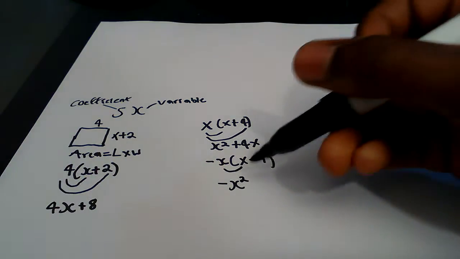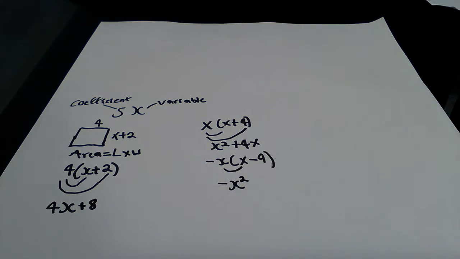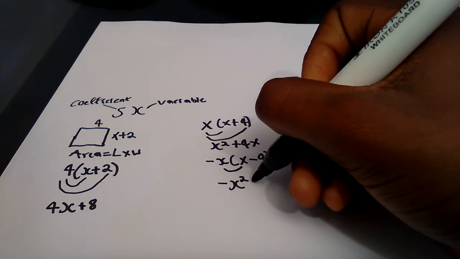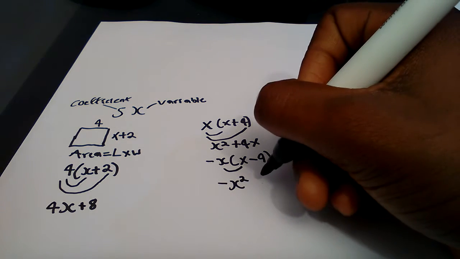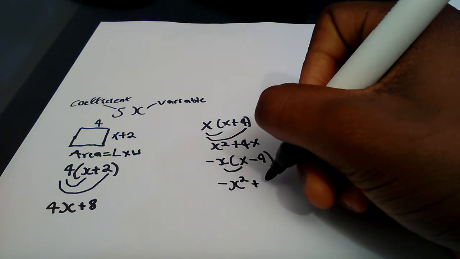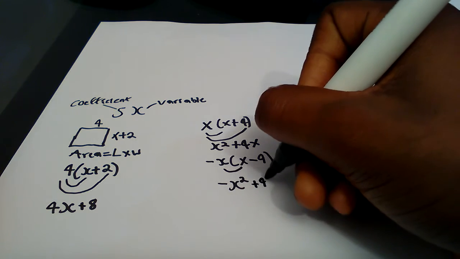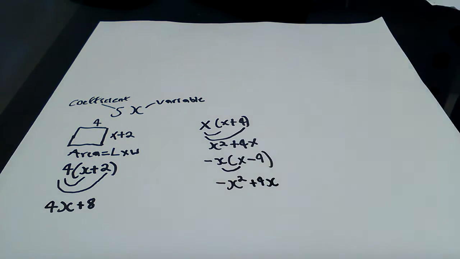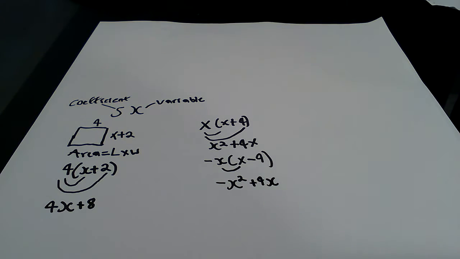Then minus x times minus 9, a negative times a negative number, will be a positive number. So minus x times minus 9 will be 9x. Simplified. Simple as that. You just have to get used to the basics, for example variables, coefficients, all that kind of stuff.